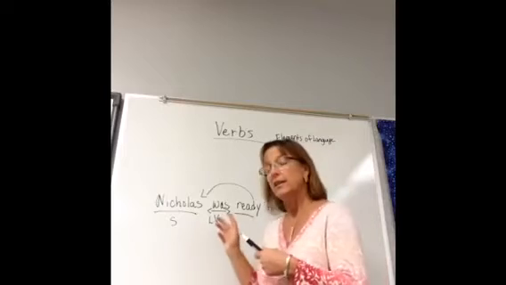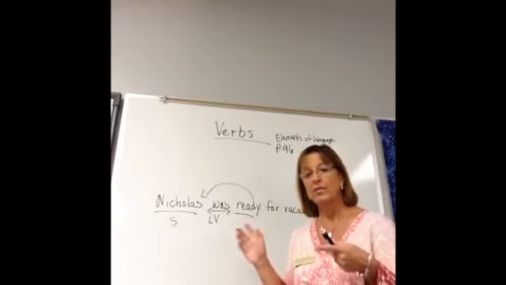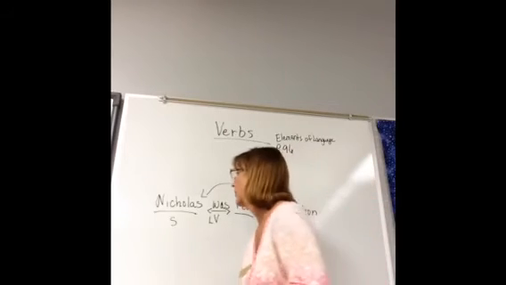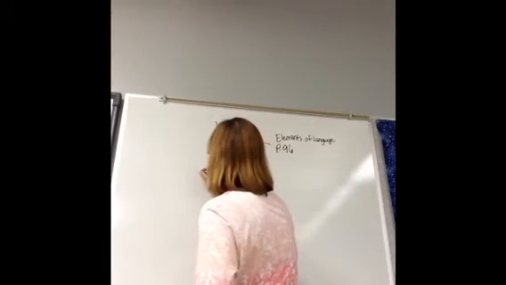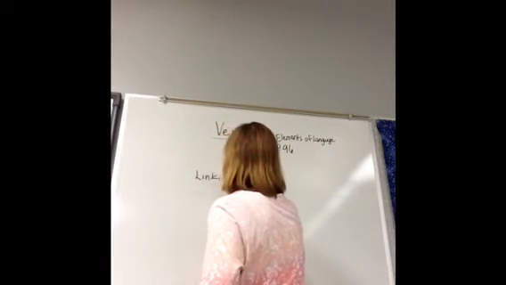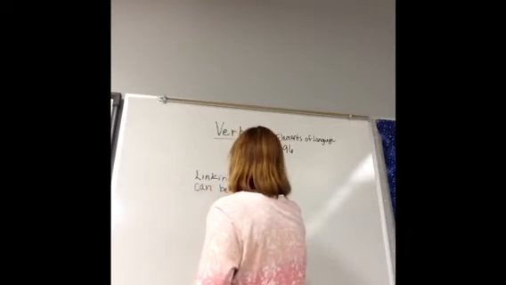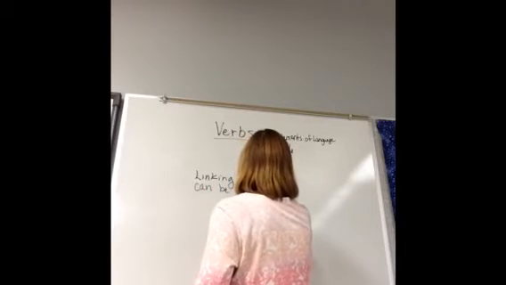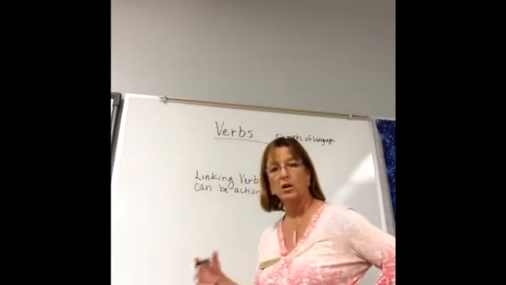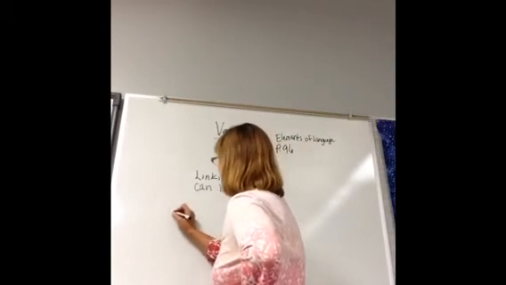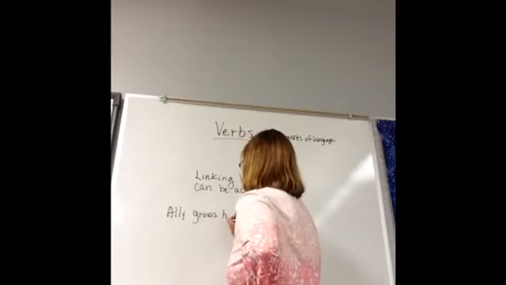Now, linking verbs aren't always going to come from that auxiliary verb list. They can also be action verbs. So, for example, linking verbs can be action verbs. If you had something like the word grows, Allie grows happier.